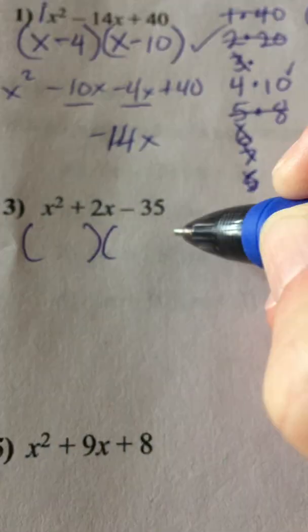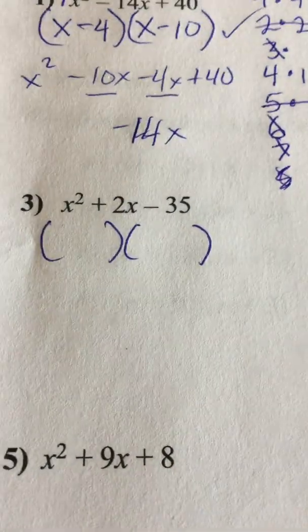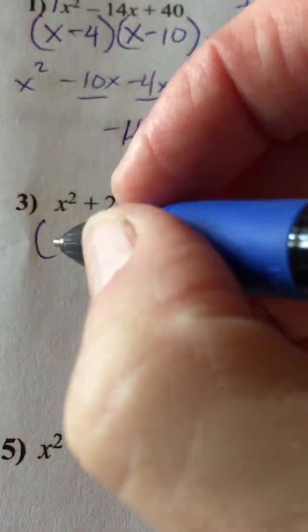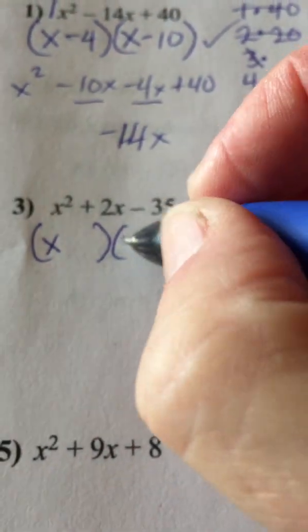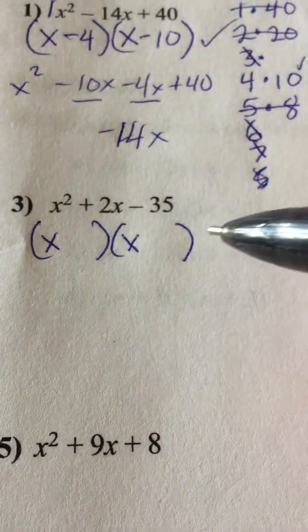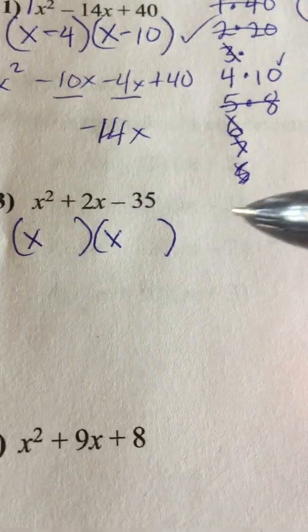So now my next step is to find the 2 things that multiply together. Will it always be factorable? No, but hopefully today they are. What times what will give me x squared? Well, the first thing has to be an x and an x, because x times x gives me the x squared. Now this number times this number has to equal 35, so let's make a list.